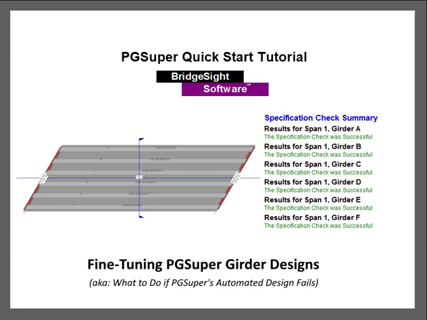In this tutorial, I'll discuss what to do when PGSuper's design algorithm fails to come up with a usable design. And I'll also include a discussion on Haunch design. In this example, I'll use our PGSuper Professional program to design a TxDOT I-girder bridge. But the basic concepts apply to all versions of PGSuper and any type of girder for any agency.